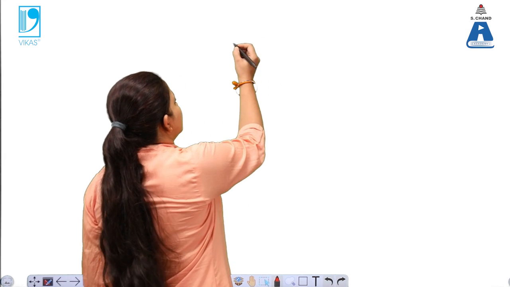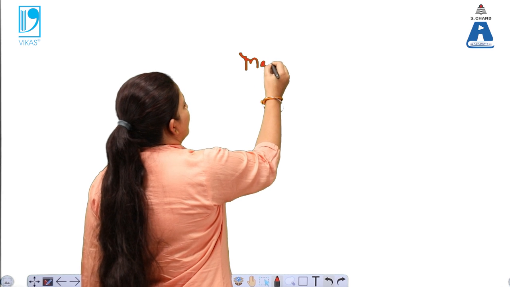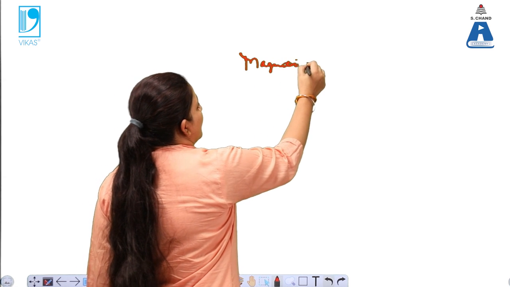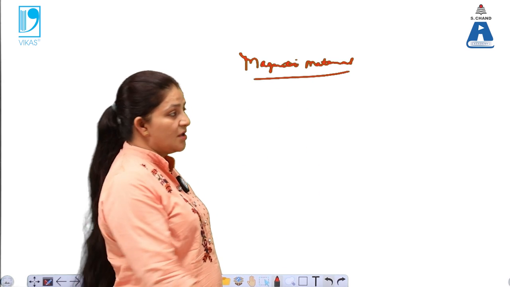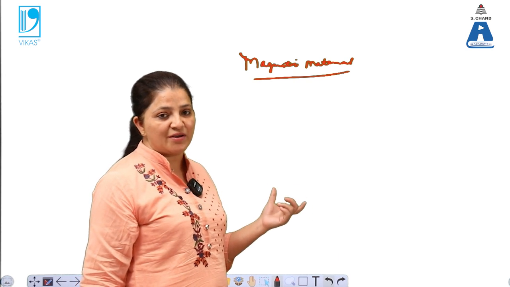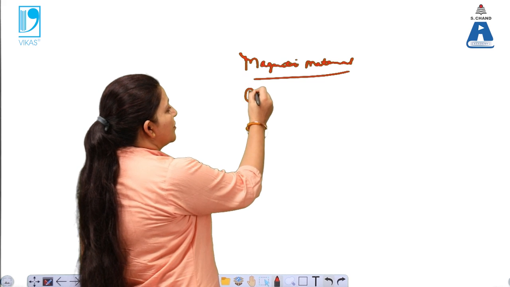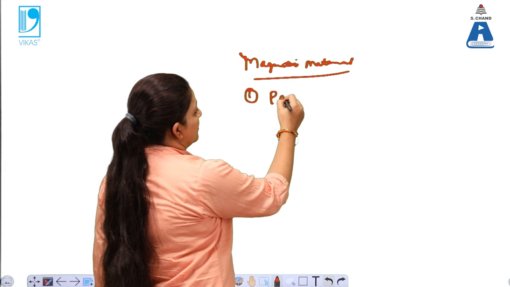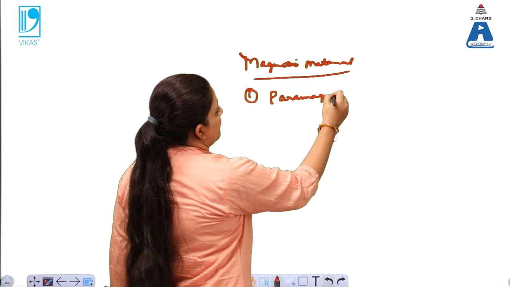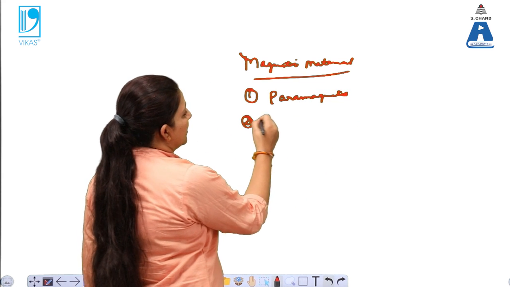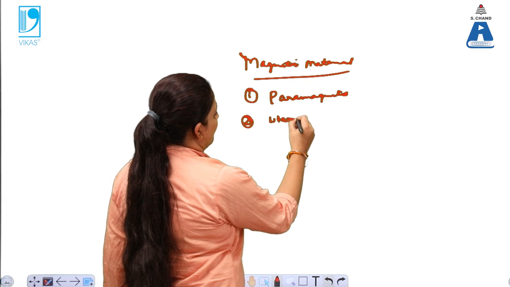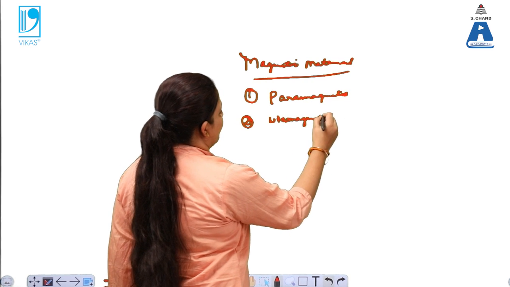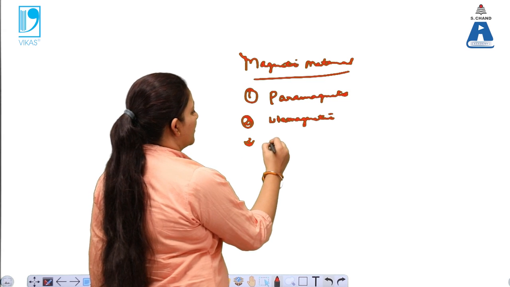Now let us begin with the magnetic materials. What are the magnetic materials? Magnetic materials are basically the building blocks of the transformers. The main core of the transformer is made by using the magnetic materials. These materials are of three types. One is the paramagnetic, the second one is the diamagnetic materials, and the third type is the ferromagnetic material.